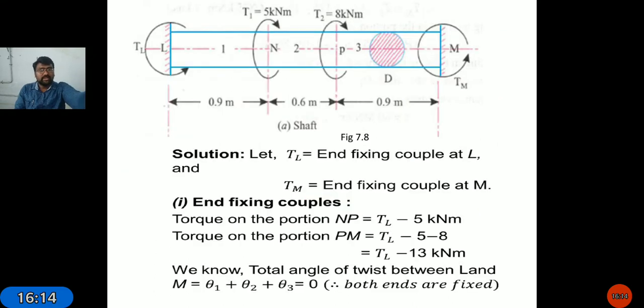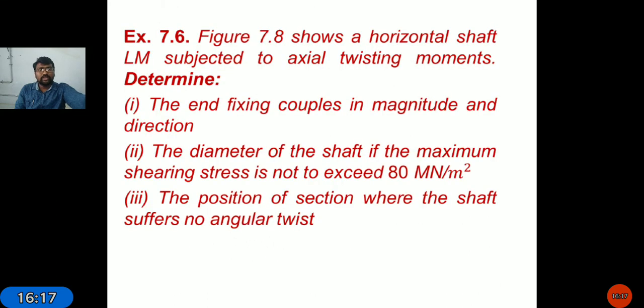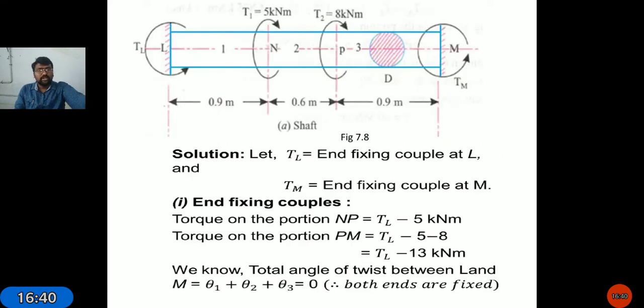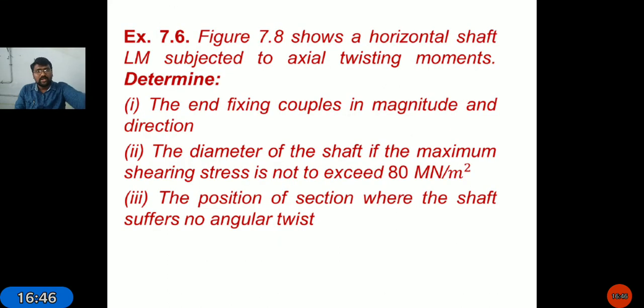It is the given shaft. For the shaft, we need to calculate the end fixing couples in magnitude and direction. What is the amount of twist developed at both ends? Next, similarly, the diameter of the shaft if the maximum shear stress is not to exceed 80 meganewton per meter square. Here in this problem, the diameter of the shaft is not given. For this, we need to calculate the diameter of the shaft. Next, similarly, the position of the section where the shaft suffers no angular twist.